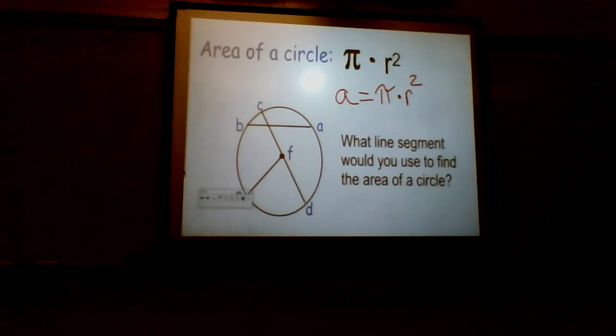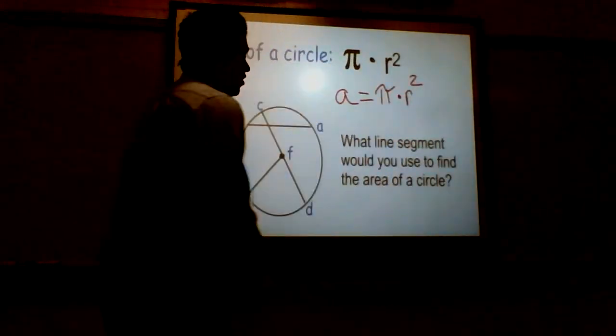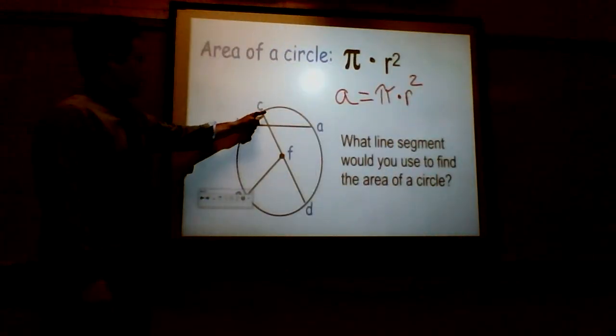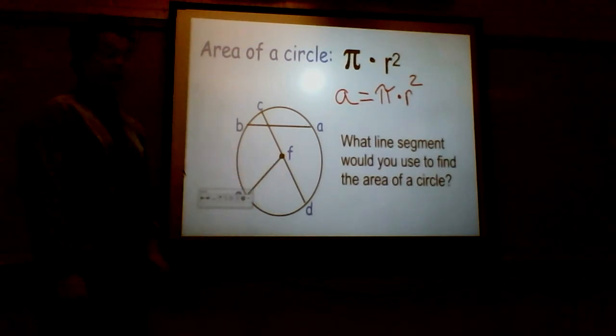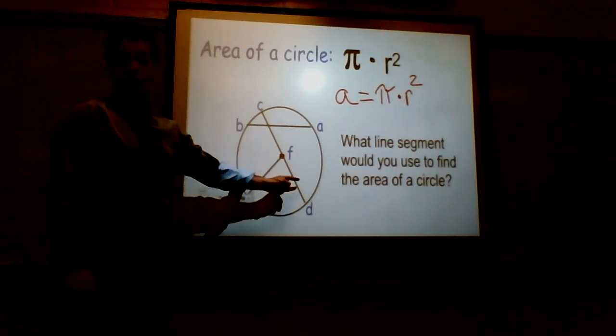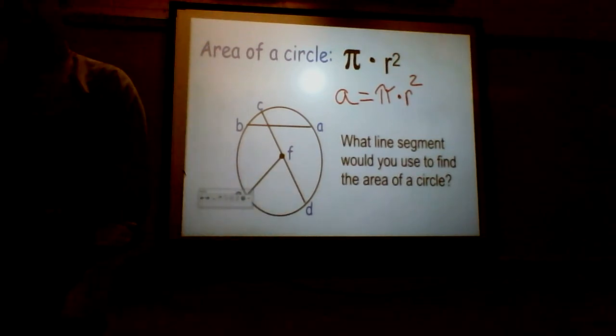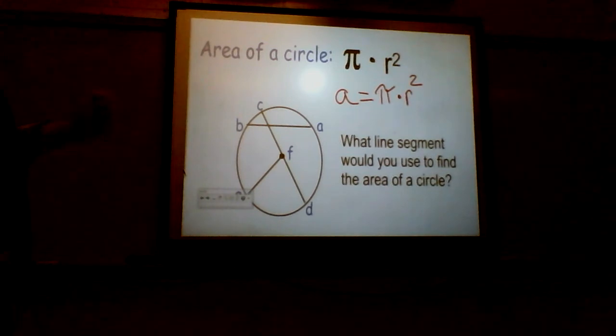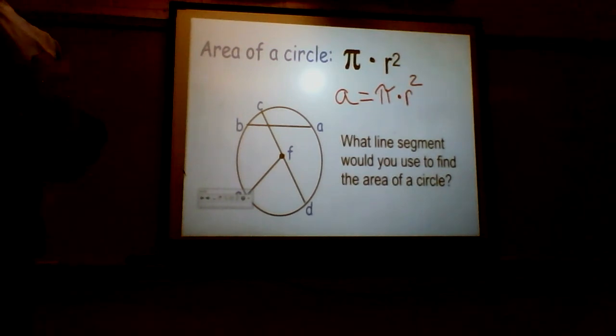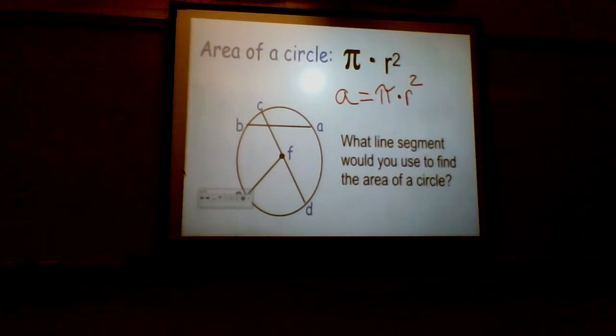In this problem, if we were going to use a line segment to find the area, we would use the radius. So we could use this if they gave us a value, we could use this if they gave us a value, or we could use this if they gave us a value. The area of a circle is area equals pi times radius to the second power. You must have this formula memorized.